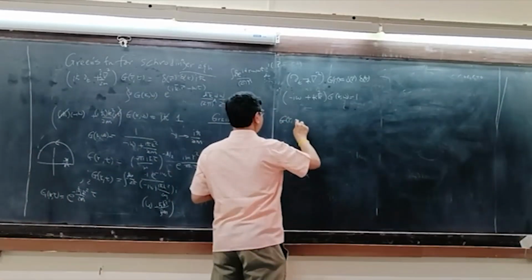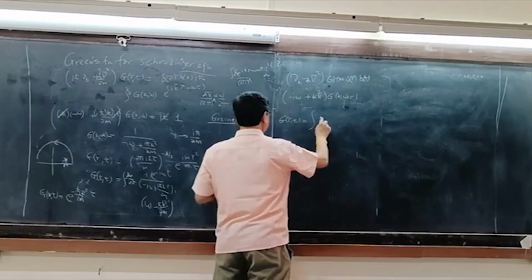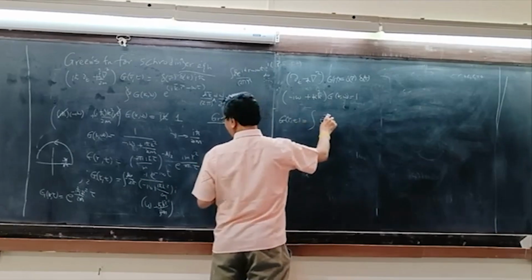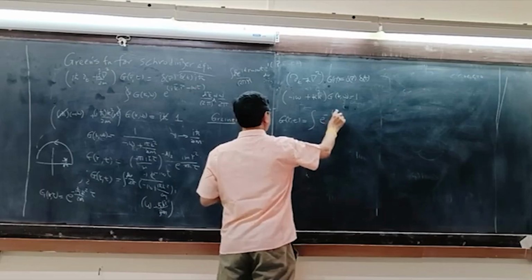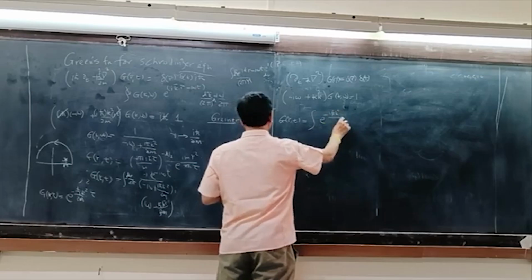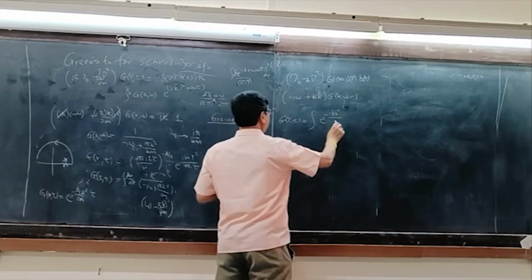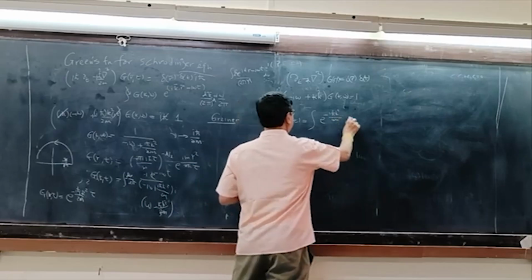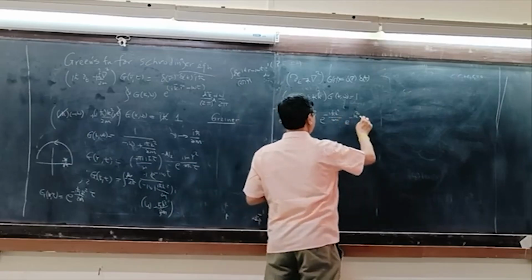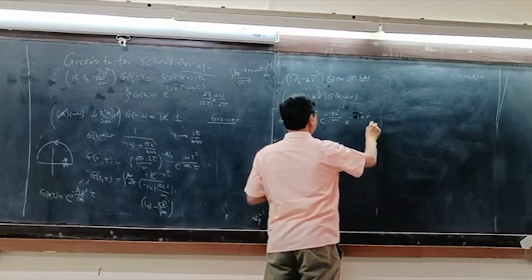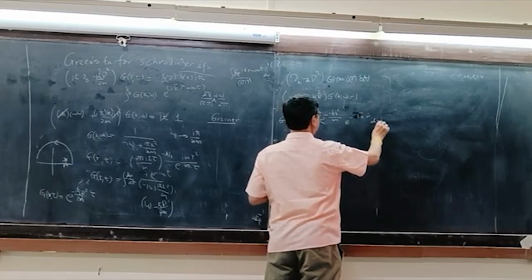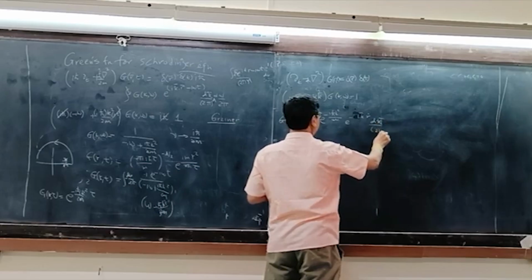Let's write that. GFRT is the integral of e to the power minus h bar k squared by 2m minus k squared, I do ik dot r, d of k.